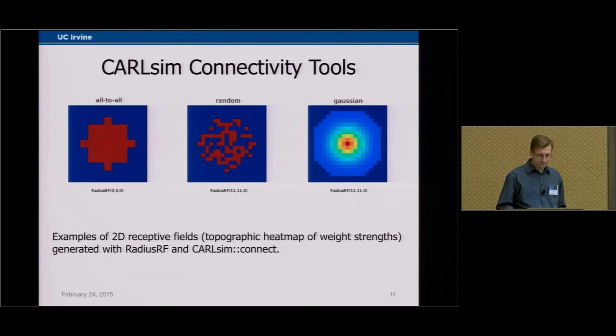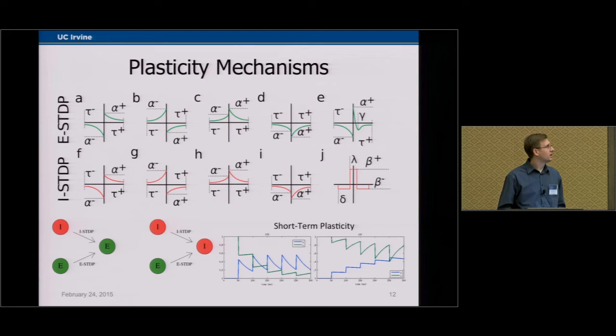Another thing we worked pretty hard on is implementing plasticity mechanisms. Right here we have a bunch of different STDP curves that you can use for excitatory STDP and a bunch of different inhibitory STDP curves. A few of them aren't exactly biologically realistic, but they were easy to implement because it was just a symmetric flip of the curve, so we ended up including them as well.